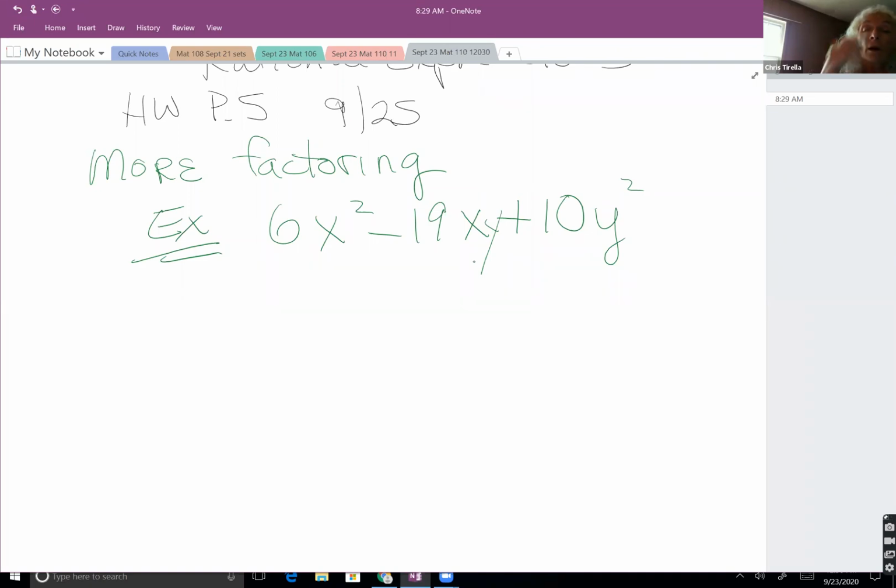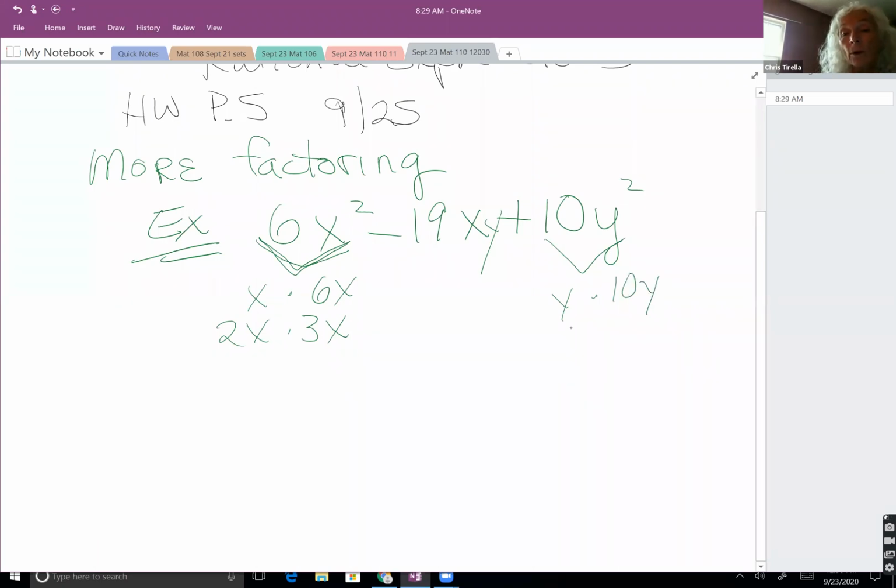So 6x squared, when I factor, I look at the first. 6x squared can be x times 6x, or it can be 2x times 3x. And then I look at the last. 10y squared can be 1y times 10y, or it can be 2y times 5y. Is everybody all right? I am ignoring that middle term.